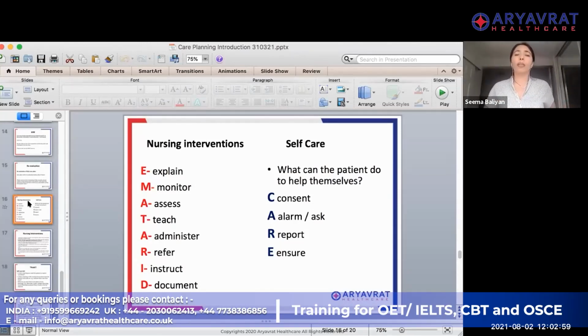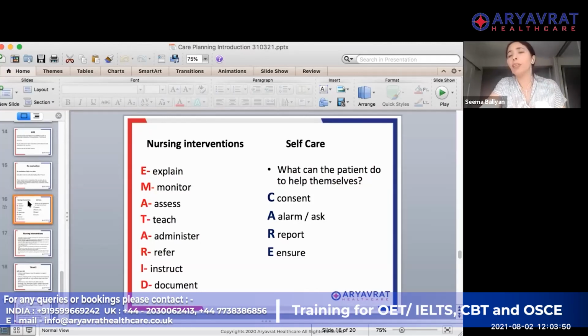Now, the mnemonic for the nursing intervention is IMATARID. In the IMATARID, you'll see that the first thing is explain. E is for explain. So basically, I'm going to be explaining all of the nursing interventions to the patient and gaining his consent. And in the self-care, you can see CARE is a mnemonic for that one. So I have asked for consent, the patient is going to give consent. Then the second thing is monitor: I will be monitoring the patient's, in this one, drowsiness. I will be monitoring the patient's state of alertness on a regular basis.